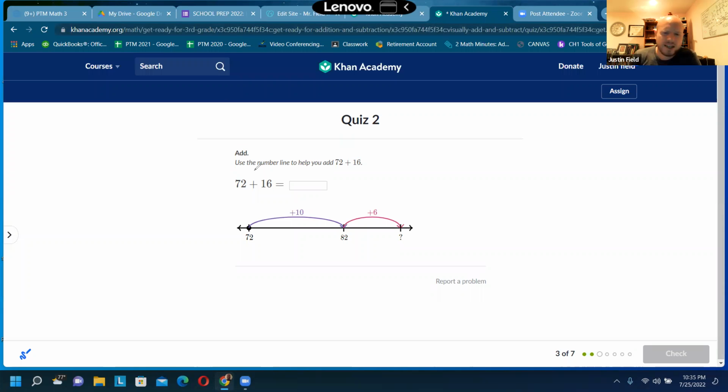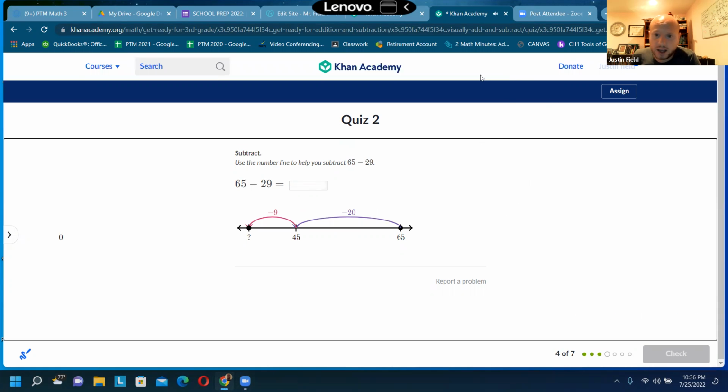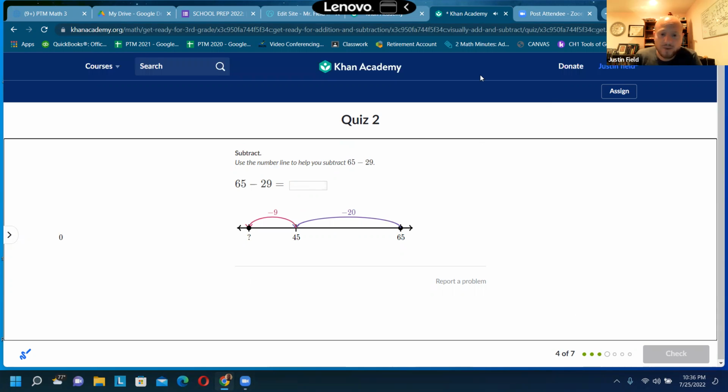All right, same thing here, 72 plus 16. Just go like this. All these extra models, I think it's kind of extra. Unless I get it wrong. In that case. Okay, so 65 minus 29.